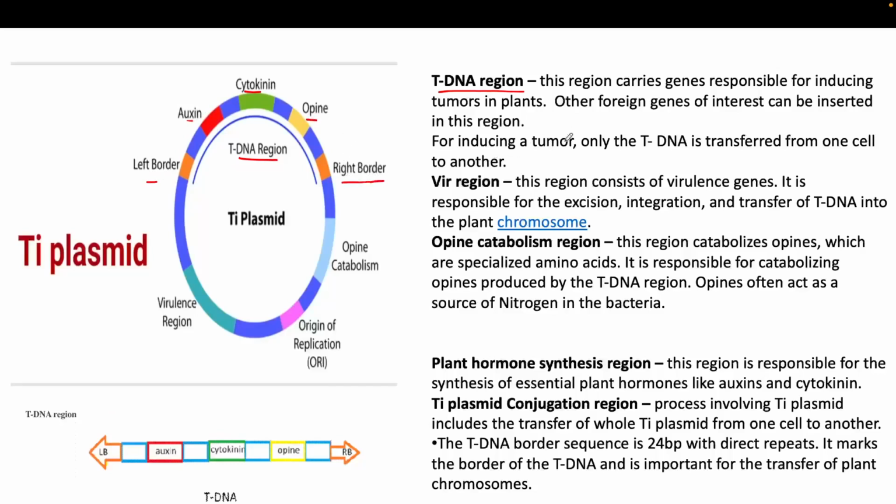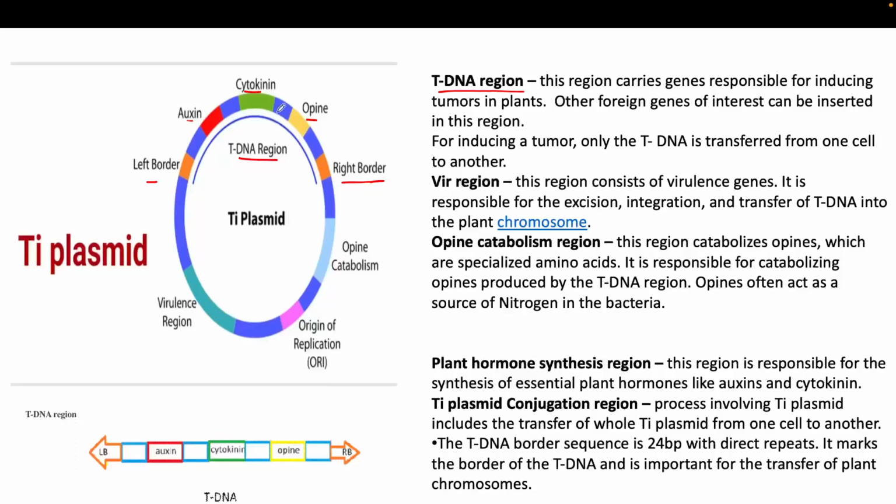When this plasmid is transferred from the bacterium to the plant cell as it is, the auxin and cytokinin genes will be produced in larger amounts. As you know, auxin and cytokinin are responsible for shoot and root development, so overproduction of these hormones will cause crown gall disease in the plant.